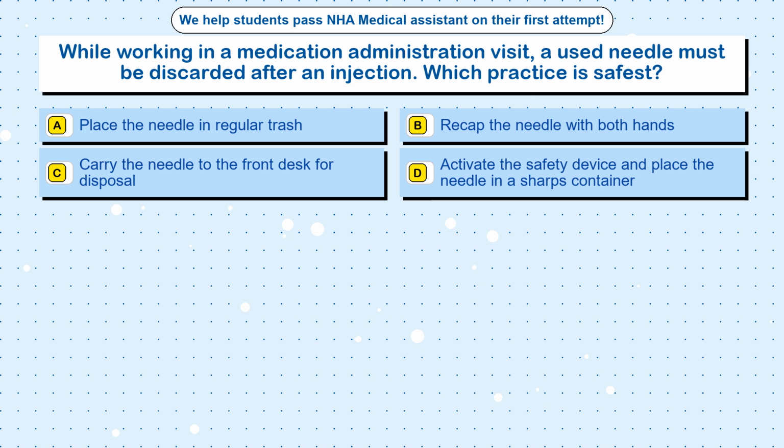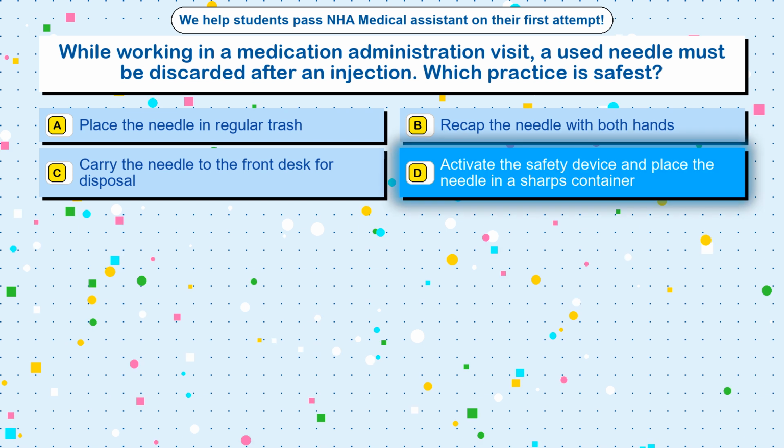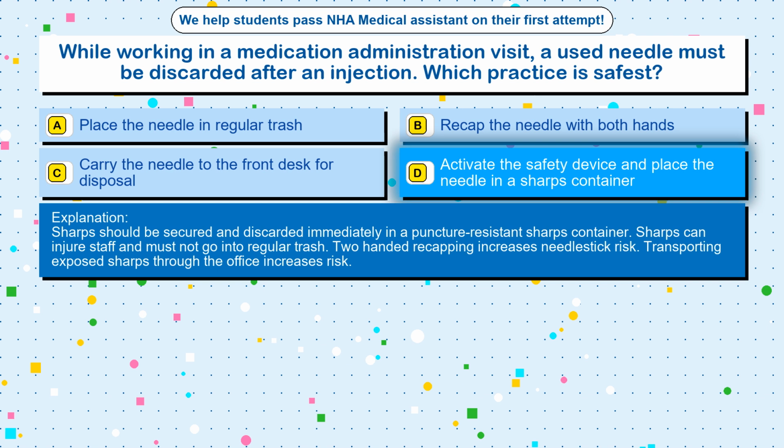Option B, recap the needle with both hands. Option C, carry the needle to the front desk for disposal. Option D, activate the safety device and place the needle in a sharps container. The correct answer is option D, activate the safety device and place the needle in a sharps container. Sharps should be secured and discarded immediately in a puncture-resistant sharps container.